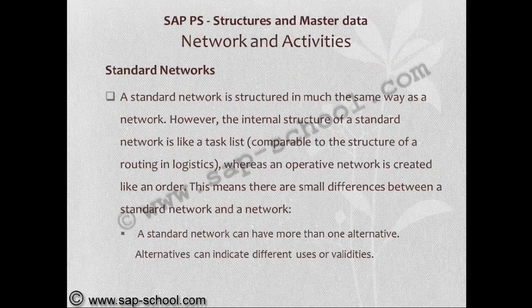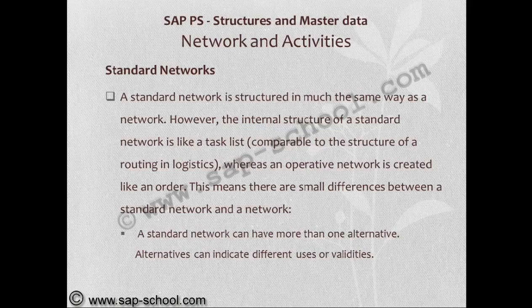A standard network is structured in much the same way as a network. However, the internal structure of a standard network is like a task list, comparable to the structure of a routing in logistics, whereas an operative network is created like an order. This means there are small differences between a standard network and a network.